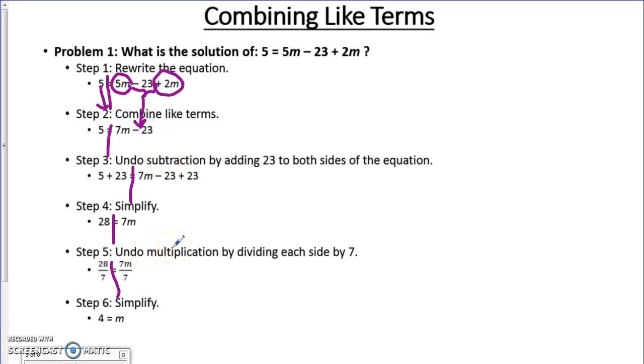This becomes a two-step equation, just like we did in lesson 2.2. You undo subtraction by adding 23 to both sides. 5 plus 23 is 28, bring down 7m. And step 5, you undo multiplication by dividing both sides by 7. So you're left with 4 equals m.